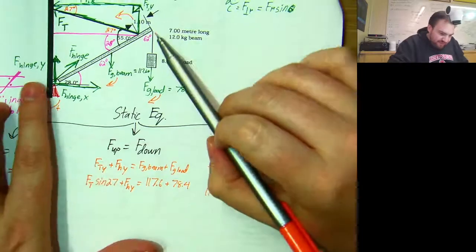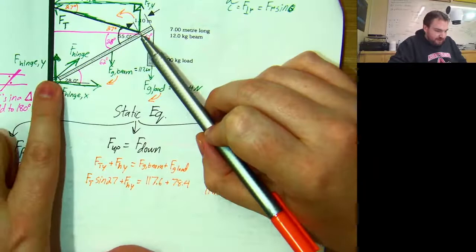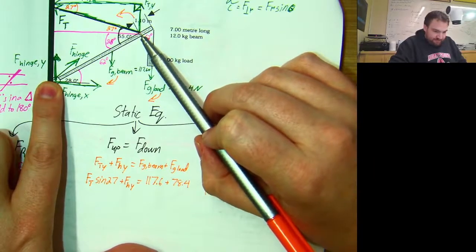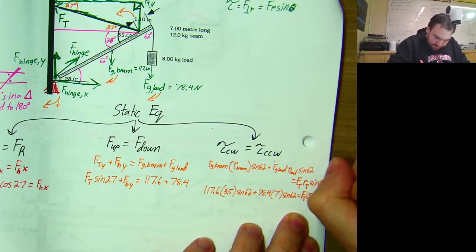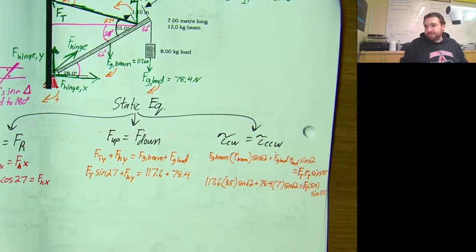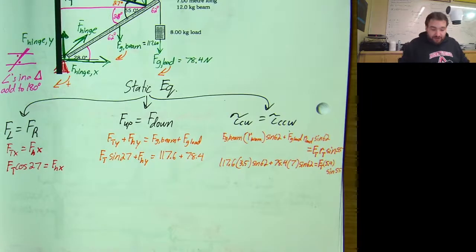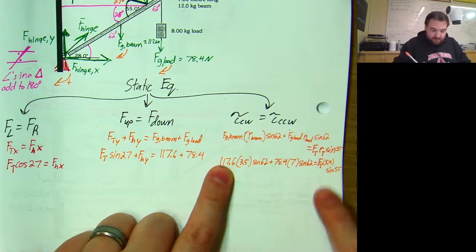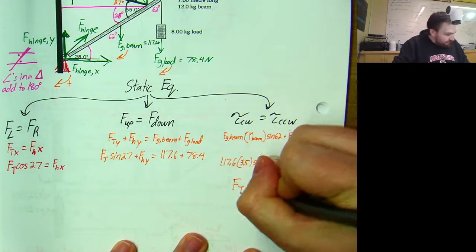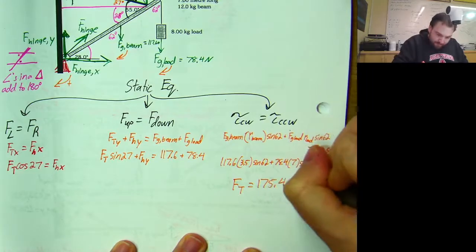Now, this is 7. Look at here. The distance here is 1.1. So this distance here is going to have to be 5.9, 7 minus the 1.1. 5.9 sine 55. So this is all valid. The only thing I'm missing here is that FT. So I can solve this. If I solve that, that gives me the force of tension is equal to 175.4 newtons.